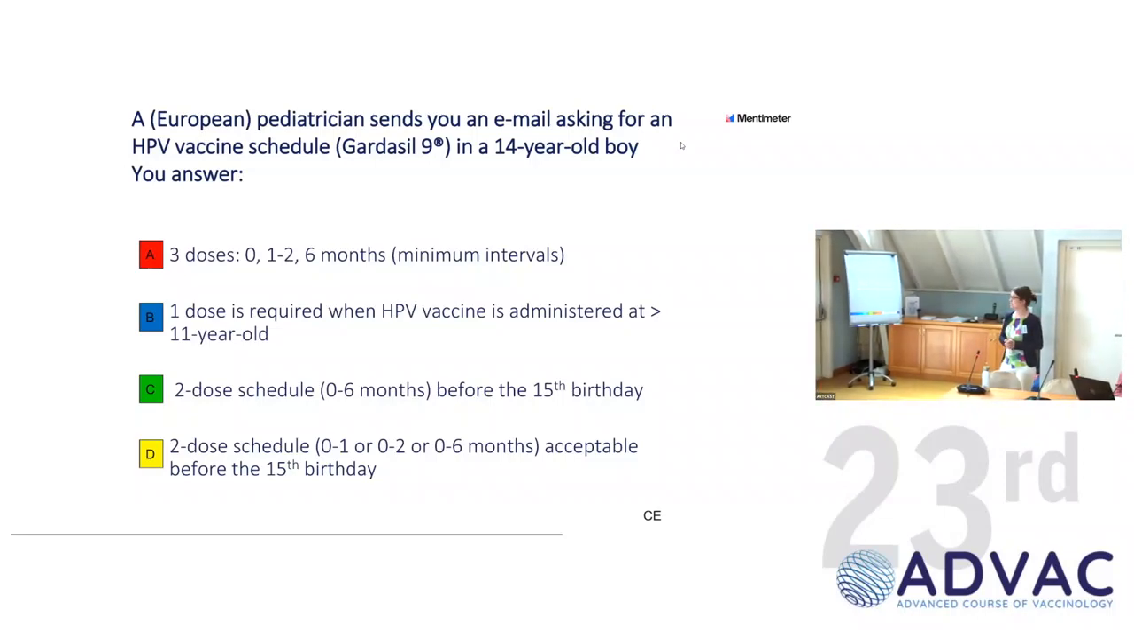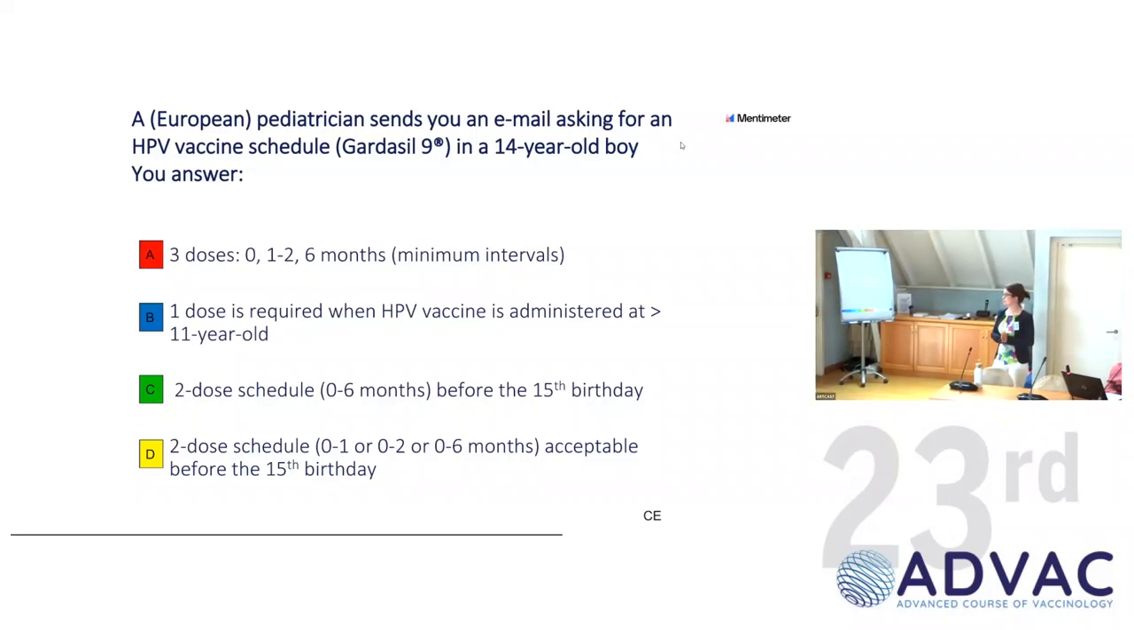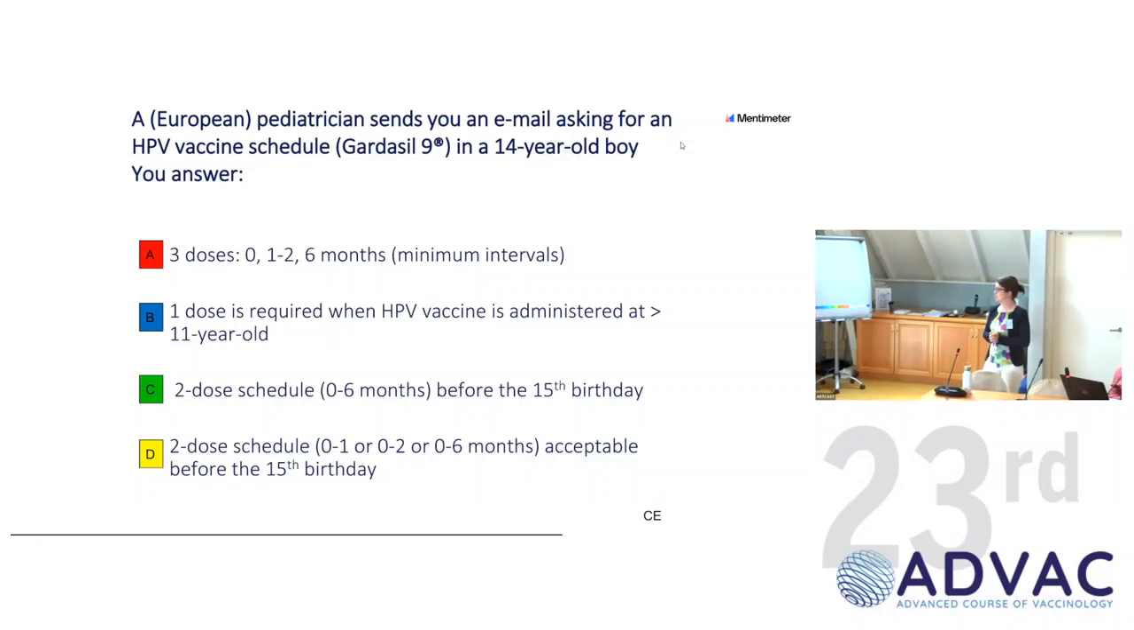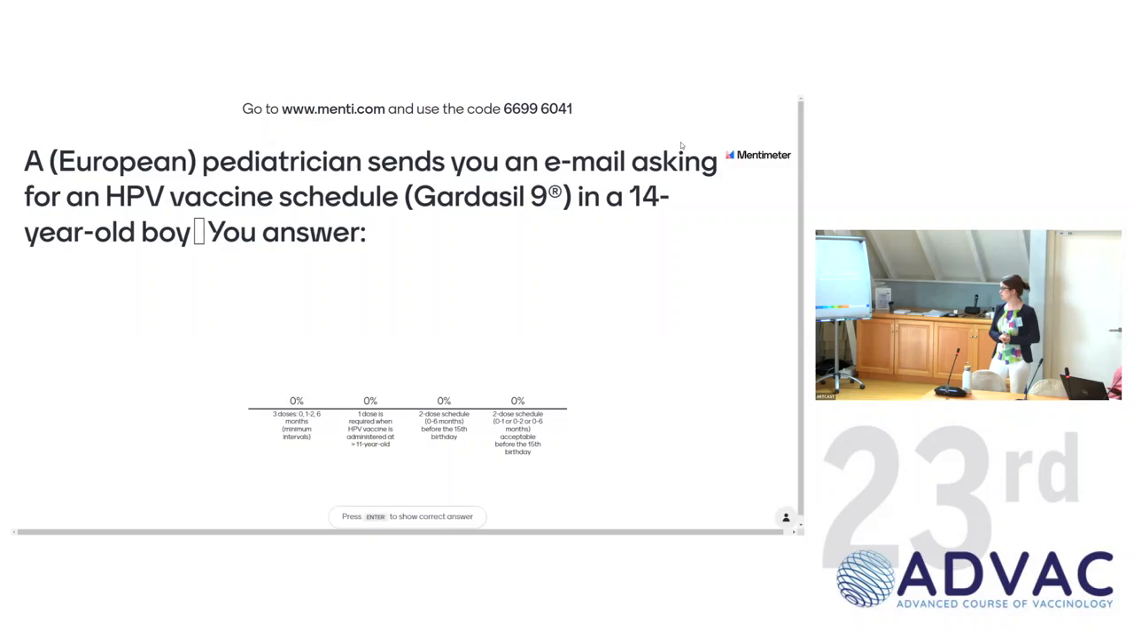They sent you an email to ask for the HPV vaccine schedule in a 14-year-old boy. And the question is, how many doses do you need? Is it 3 doses at 0, 1, and 6 months minimum intervals? Is it only 1 dose that's required when the HPV vaccine is administered at older than 11 years old? Is it a 2-dose schedule, 0 and 6 months before the 15th birthday? Or is a 2-dose schedule acceptable, 0-1 or 0-2 or 0-6?